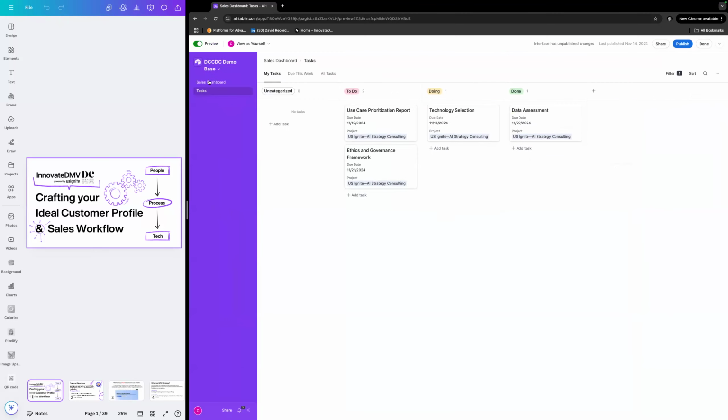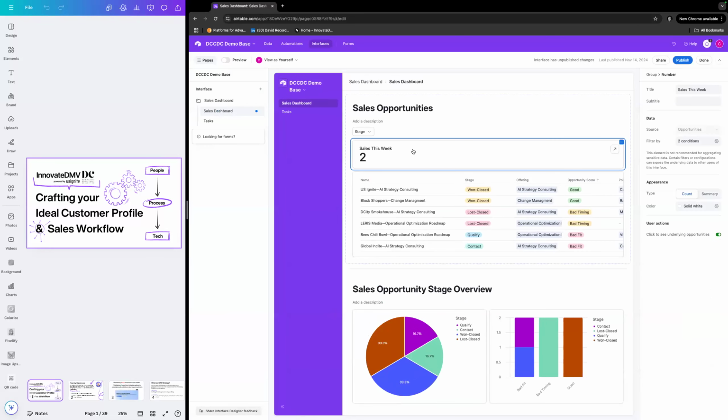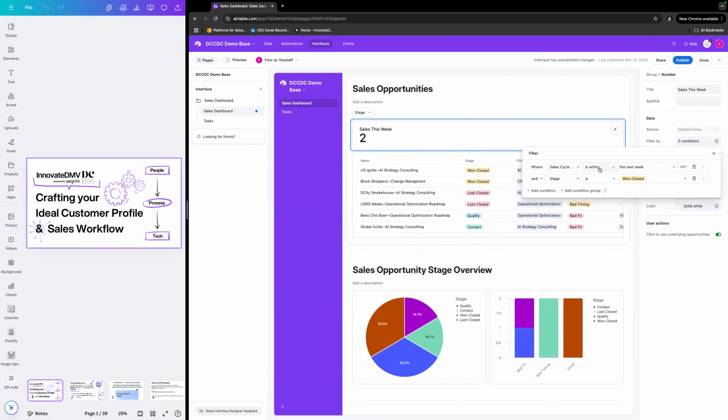And then one really good thing that I think I passed over here, this one, I want to look at the sales cycle within the next week. So the sales that I made this week and the ones that I won. So I could look at the total: okay, this week, how many sales did I close?